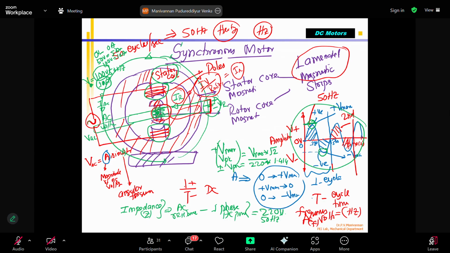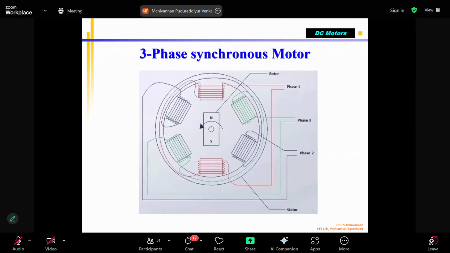This IR will generate a magnetic flux. That magnetic flux will interact with the stator magnetic flux, so a repulsive or attractive force happens, and the rotor magnet gets locked with the stator and starts rotating with the rotating magnetic field. That is what we are going to see. Don't worry, let us see it step by step. Then you will understand.